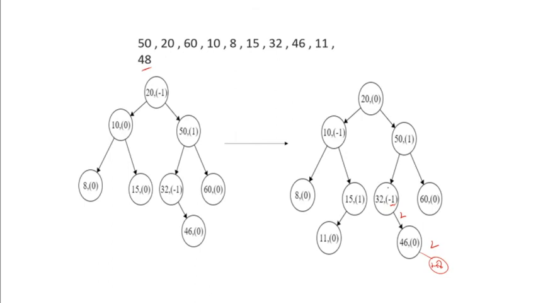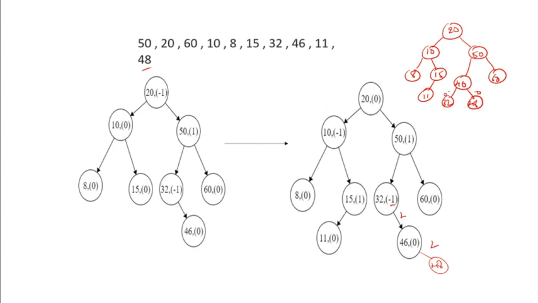So 46 goes to the root. It will be something like this. I'll draw it here. 20, 10, you have 8 here, you have 15 here, you have 11 here, and then 50 here, 60 here, and here you have 46 with 32 and then 48.